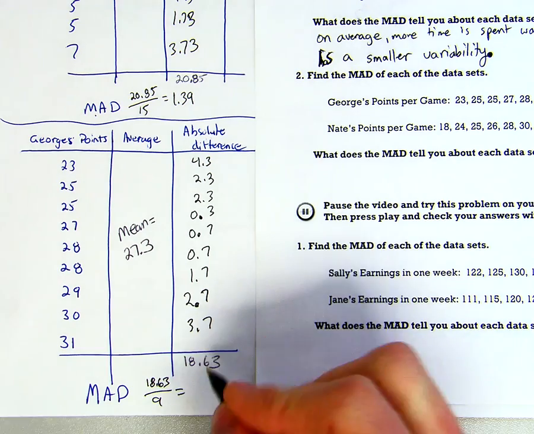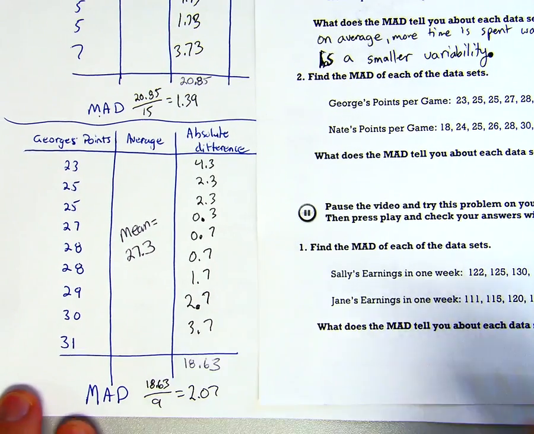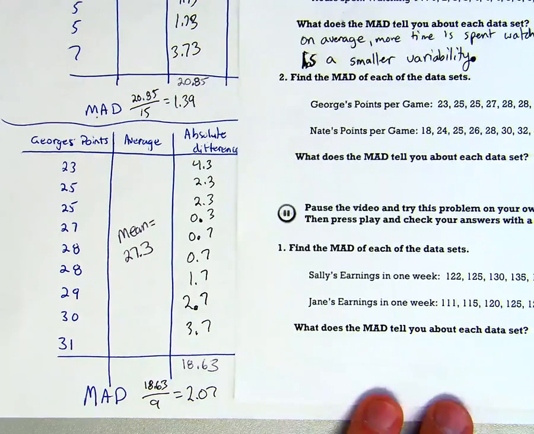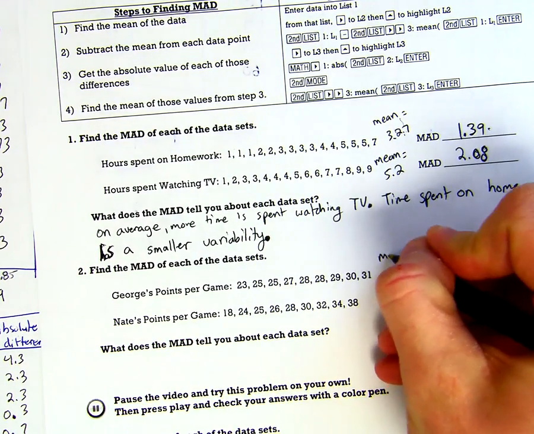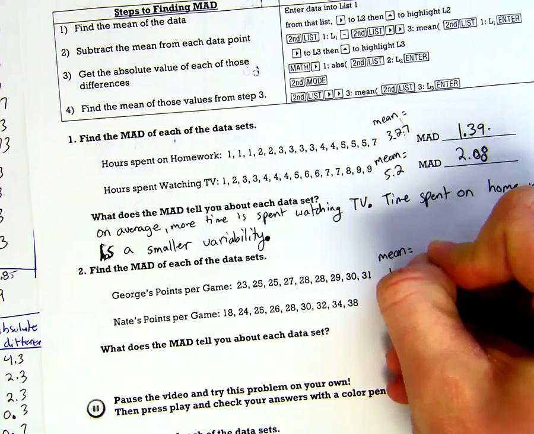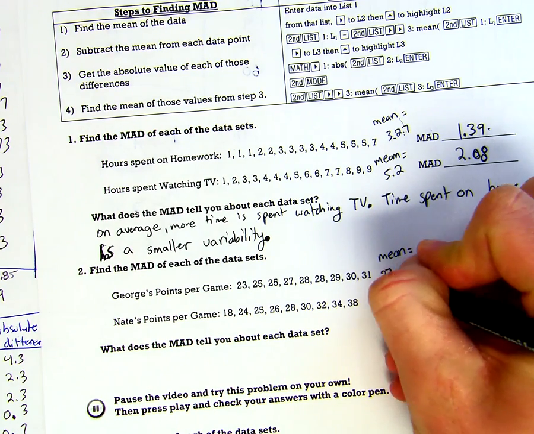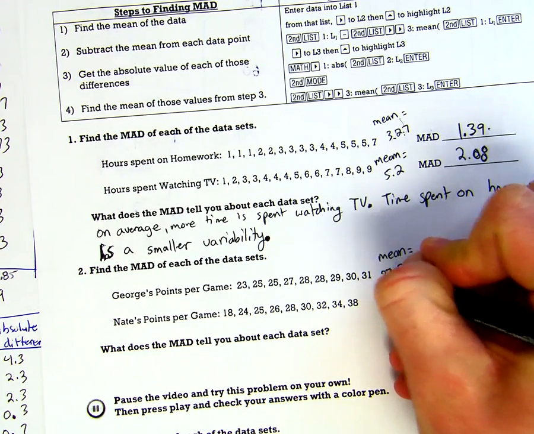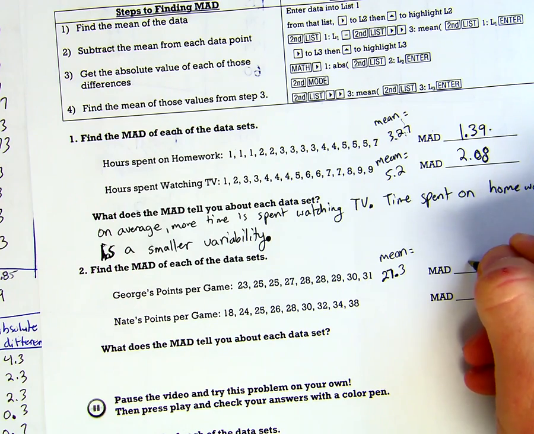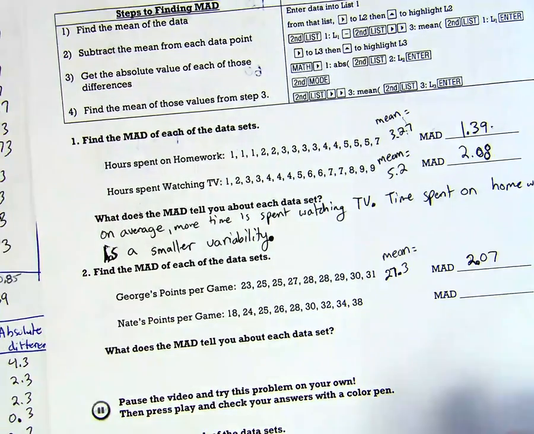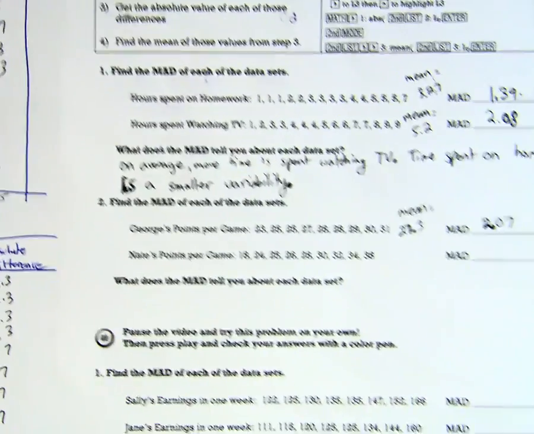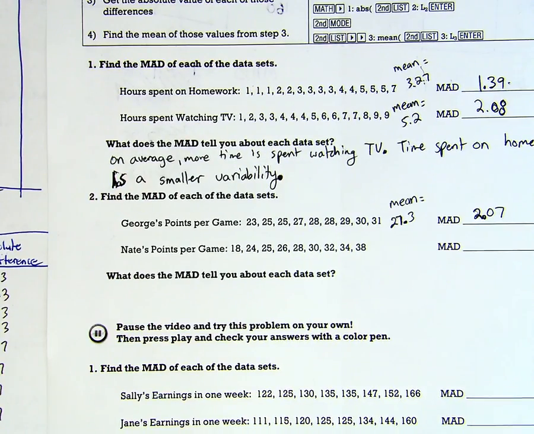And I get an answer of 2.07. So I'm going to go ahead and fill that in on my chart over here first. George's points, I'm going to say the mean equals 27.3, and his deviation there is 2.07. Alright, let's go ahead and do the same thing for Nate's points per game.